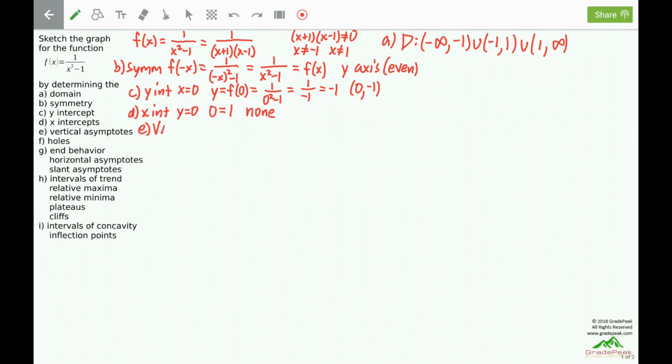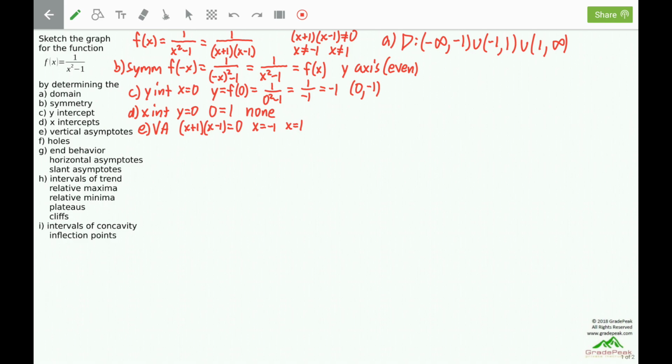For part E, we want to determine the vertical asymptotes. This is done by taking the denominator in its factored version and setting it equal to 0, and solving for all x's. After canceling with anything in the numerator, we have no factors in the numerator to cancel out, so both these factors remain, and we solve for x, and x equals negative 1, and x equals positive 1 will be the two vertical asymptotes.